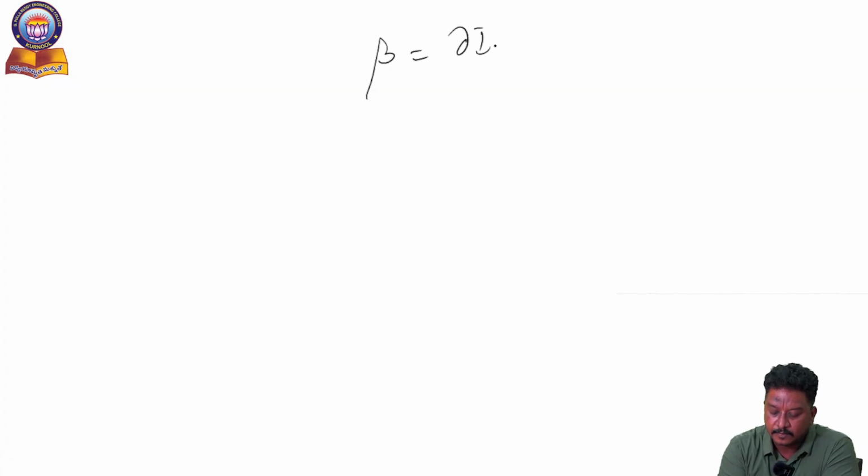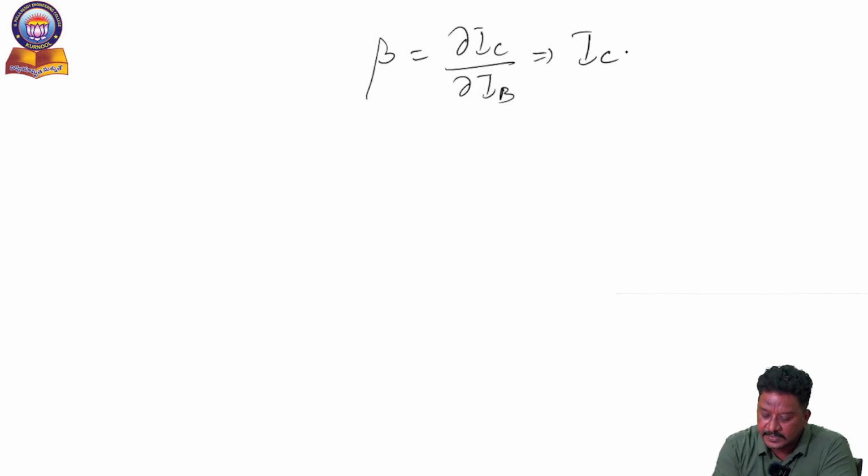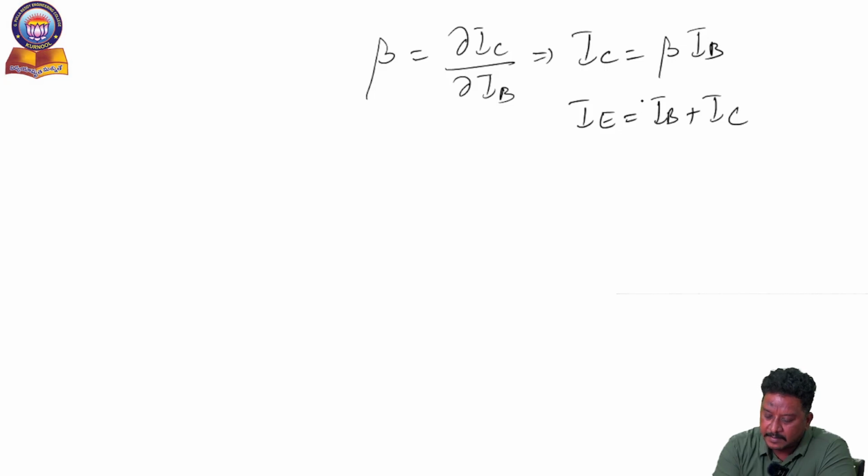According to the basic operation of a common emitter configuration, as we know, beta is the change of collector current with respect to the change of base current. If you carefully observe this, IC is equal to beta into IB. From the operation of a transistor, among the three currents, IE is equal to IB plus IC, and IB is always the minimum current. So from this definition, IC is equal to beta into IB.